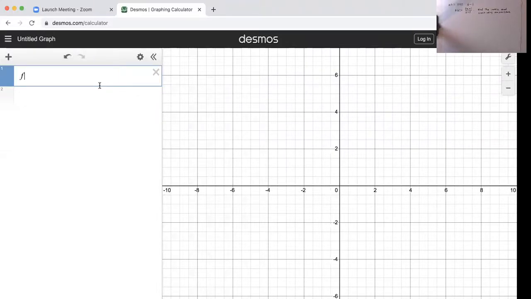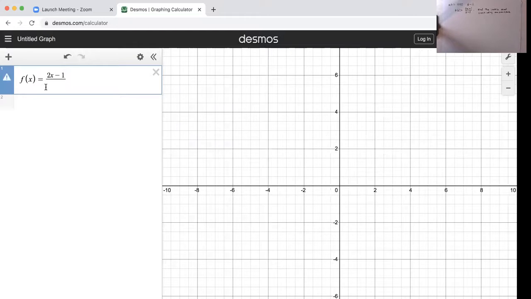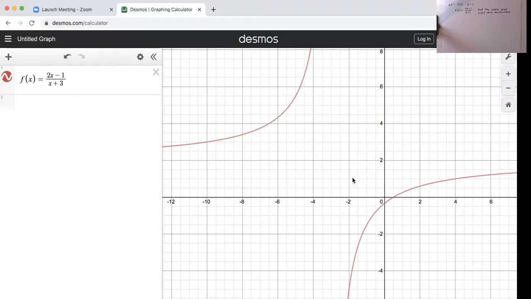So we go to f of x equals 2x minus 1 divided by x plus 3. And looking at this graph, we ask ourselves whether or not it satisfies the horizontal line test.